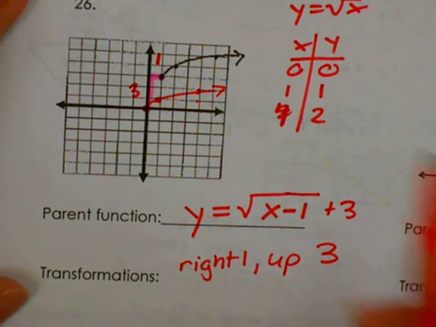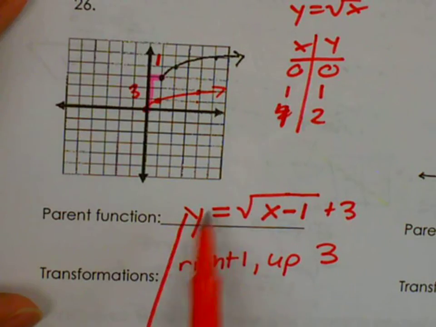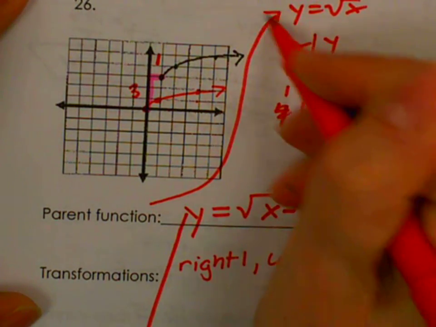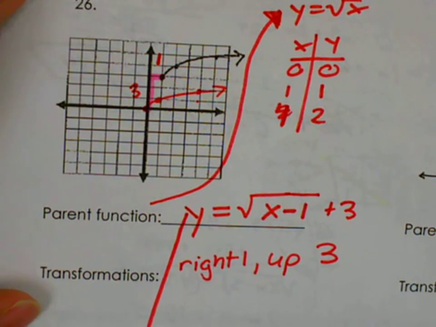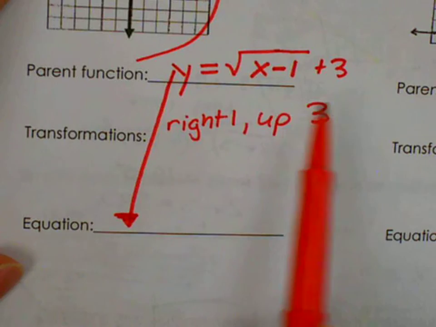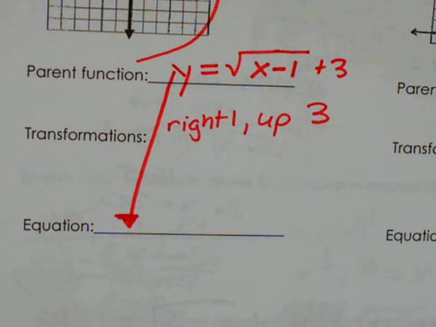Oh, and sorry, I am not doing well at reading directions. That is my equation. My parent function was this right here. So the parent function is y equals the square root of x, and down here where it said equation, that's this piece right here. All right, we'll do better at reading directions on the next one.